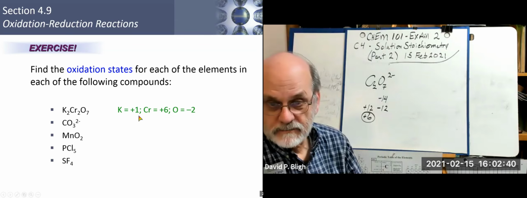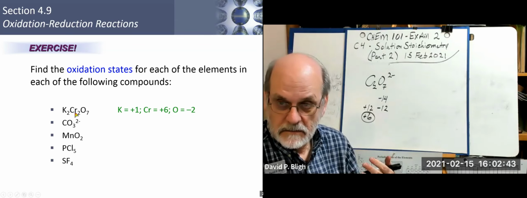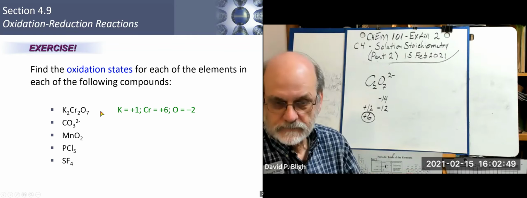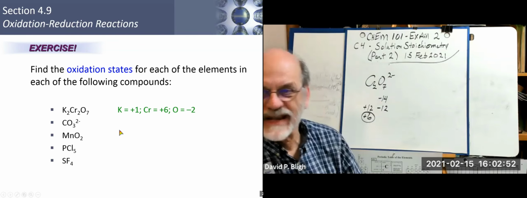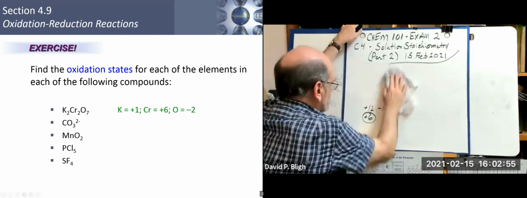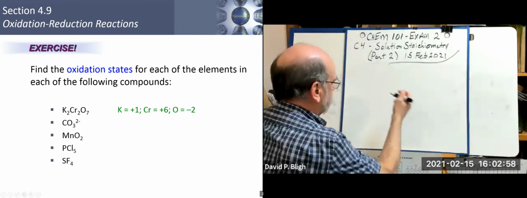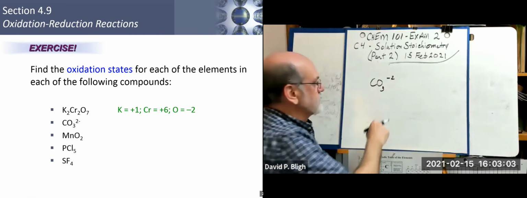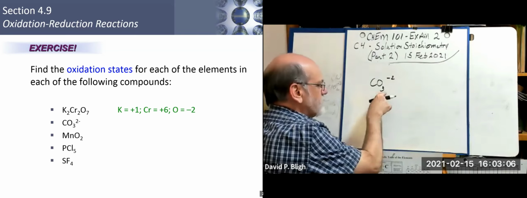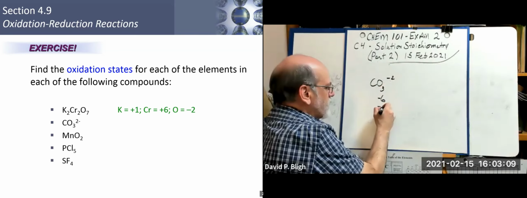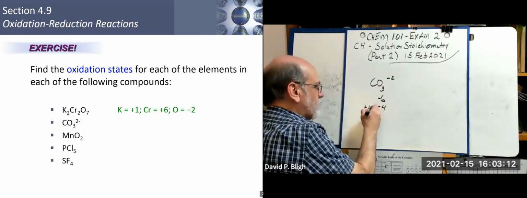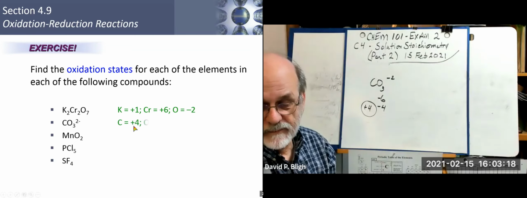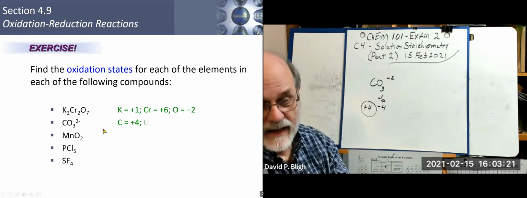And if you add all these up times their respective numbers of atoms, then you'll find that this whole compound is neutral. How about this one, the carbonate ion? Okay, oxygen is always 2-, so it's a -6 here. Reserve 2 of them here, -4. So this has to be a +4, and there's only one of them. So carbon is +4. Okay, we just do that all the way down.